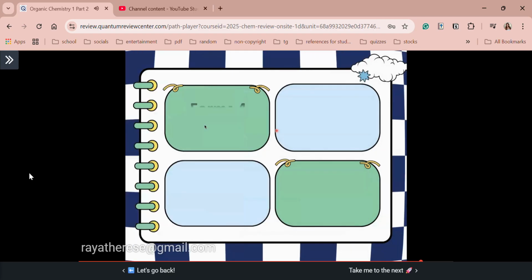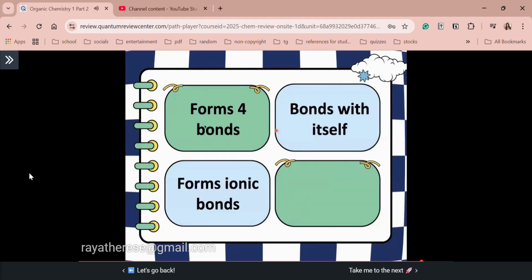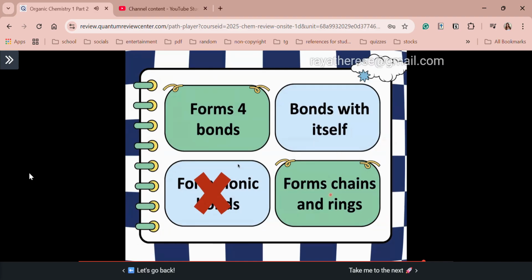All right, next item, we have forms 4 bonds, bonds with itself, forms ionic bonds, and lastly, forms chains and rings. Sir, I think obvious din yung answer. So class, this is under our discussion of properties of carbon. And recall, your carbon, of course, does not form ionic bonds. So it forms 4 bonds due to its tetravalency, multiple bonding with itself, single, double, and triple bonds, and catenation, it can form chains and rings.